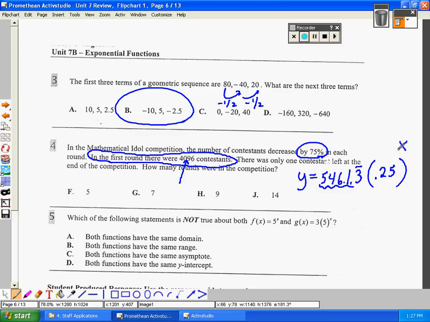So right away it says how many rounds will there be until there is 1 contestant? So they're giving you y. So you're going to want to go ahead and graph this equation, and you'll find out after the 7th round is when there's 1 contestant.